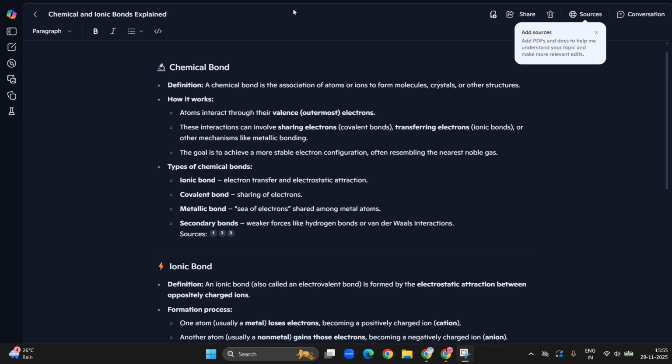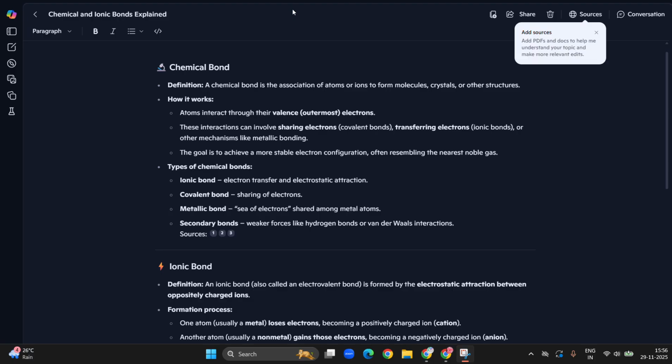Chemical bond. Today we're going to be learning about chemical bond and ionic bond. Let's start with chemical bond. Definition. A chemical bond is an association of atoms or ions to form molecules, crystals, or other structures. It can also be said as the attractive force that holds two or more atoms together in a molecule or ion is called a chemical bond.